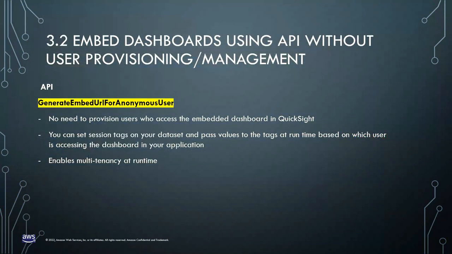The second way to embed is using the API. So the first two steps remain the same. You first create a dashboard, and then you allow the domain where you're going to embed this. Now you can call our API, generate embed URL for anonymous user, where you can embed this into your SaaS applications.